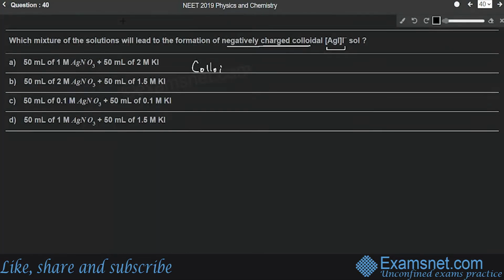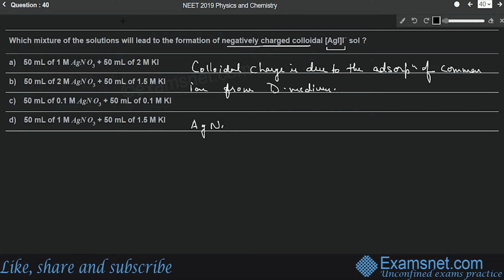Colloidal charge is due to the adsorption of common ion from the dispersion medium, right? Now let's write down the reaction here. We have silver nitrate AgNO3 plus potassium iodide, and what is formed after the reaction? Silver iodide and potassium nitrate.